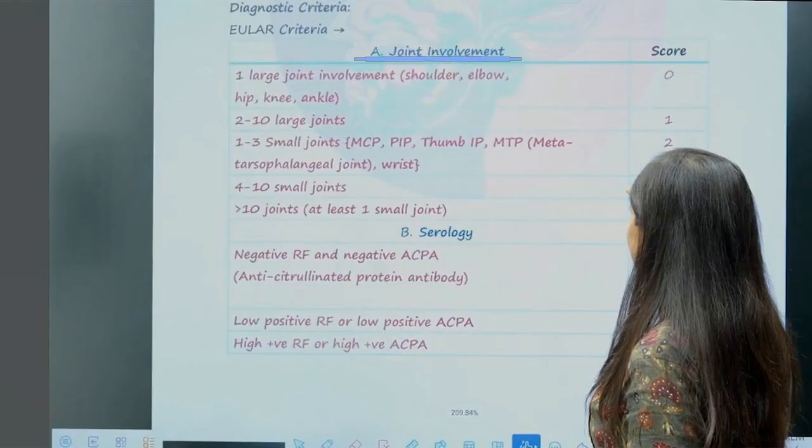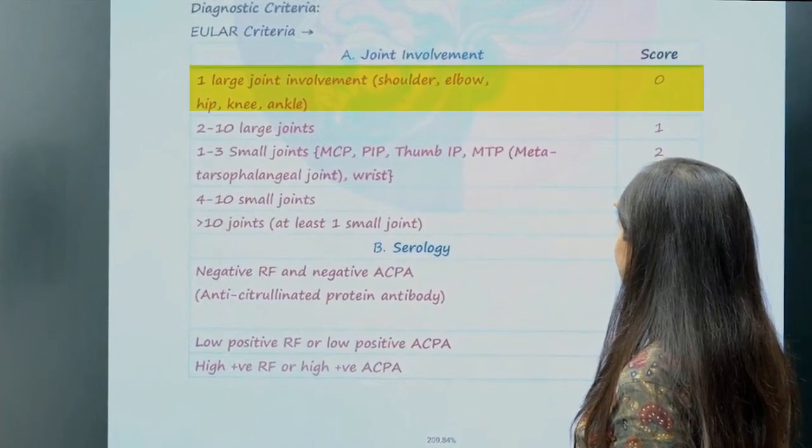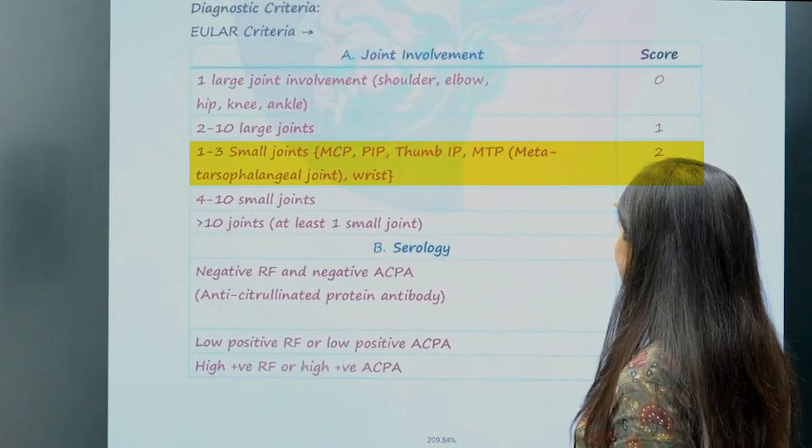This chart displays the parameters of the EULAR criteria. Category A focuses on joint involvement. The diagnostic math here is objective. The smaller the affected joint and the higher the quantity, the higher the severity score. Pain in a single large joint, like a shoulder or hip, results in a score of 0. But as the disease impacts smaller joints, such as the PIP, MCP, or wrist, the points begin to accumulate.